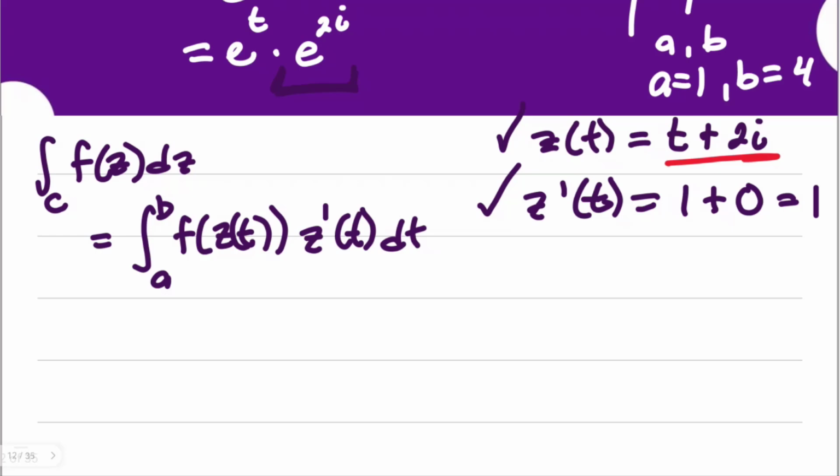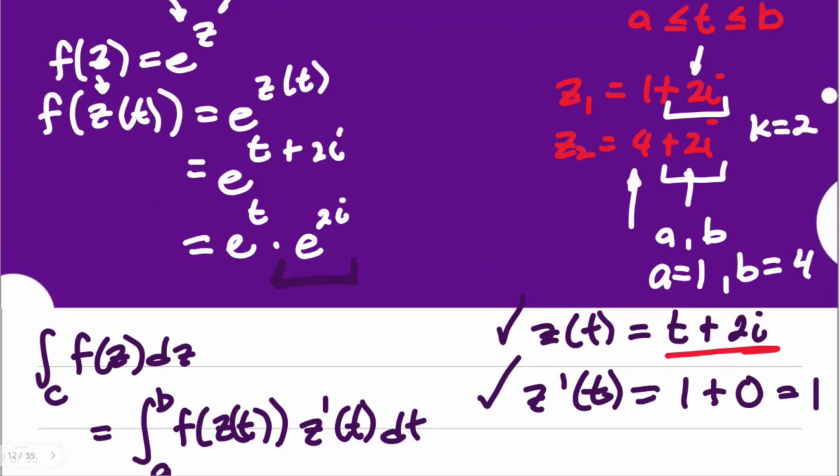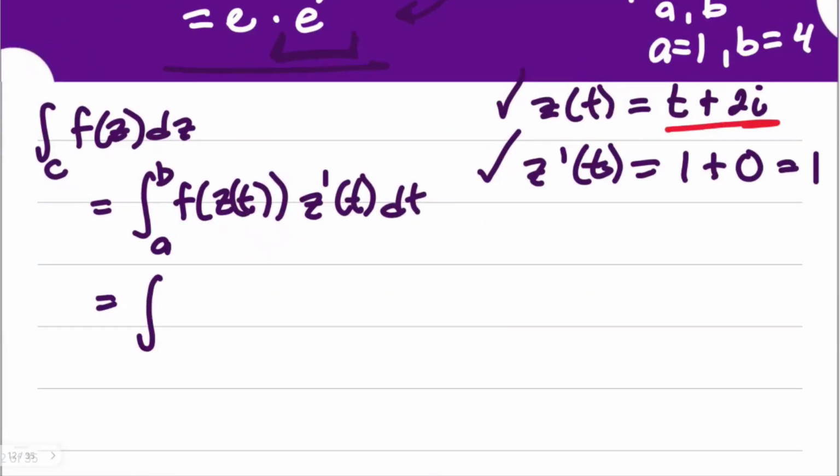Okay, so you have here the integral of your f of z of t. Instead of this, let me write the final form. Again, hopefully you were able to understand why e to the power of t plus 2i became e to the power of t times e to the power of 2i. It's actually the reverse form of the multiplication property of exponents, where if we have the same base, you add exponents. So if the exponents are added, you can break them into two different exponentiations of the same base. So we have here e to the power of t times e to the power of 2i.